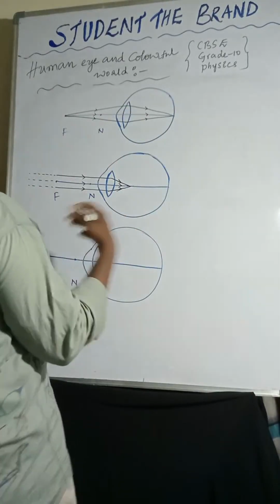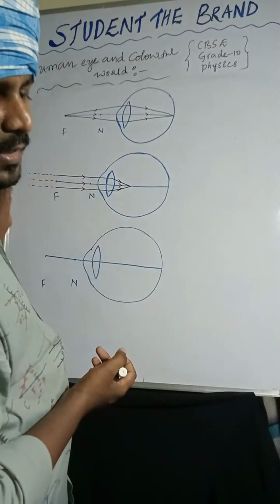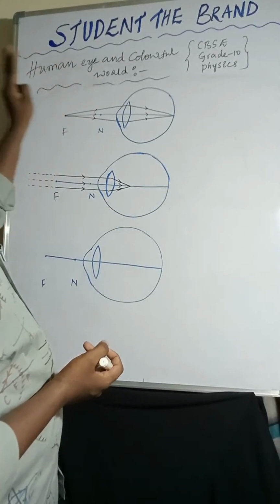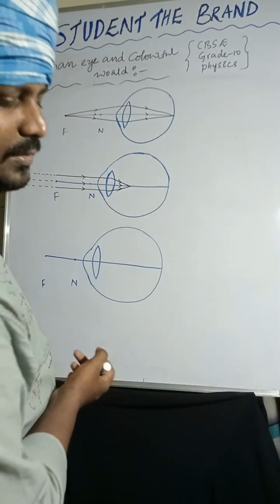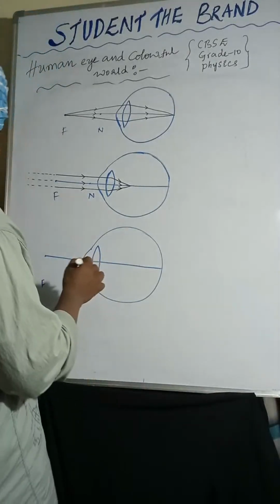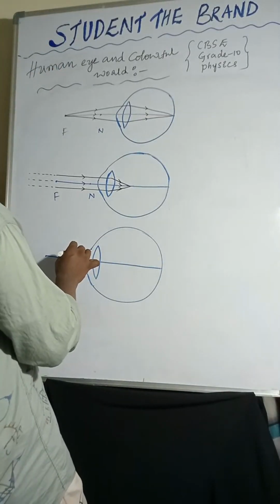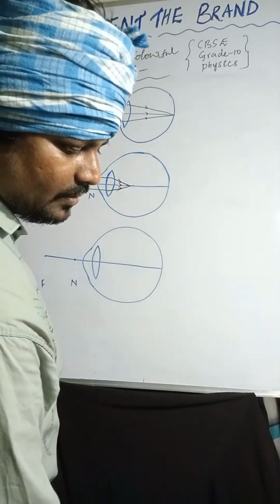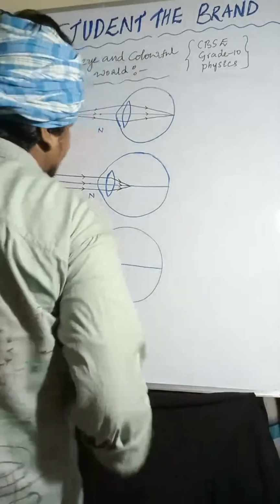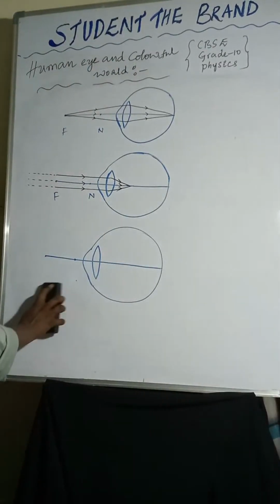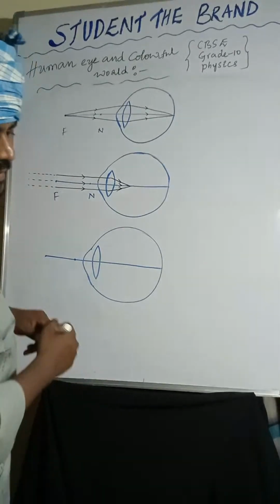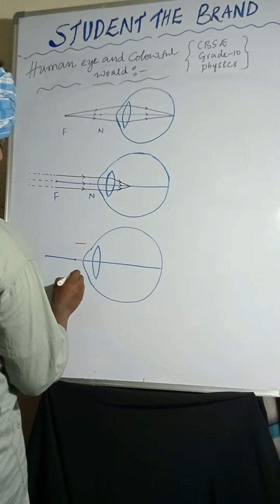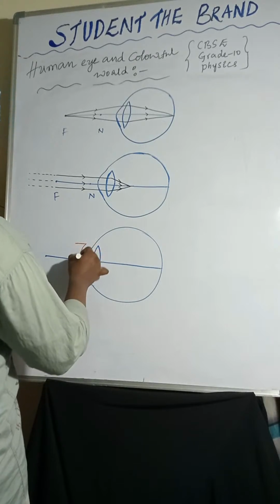F is the far point of the myopic eye. So these light rays, we can't take from one point, so we have to take dotted lines. Those are coming from infinity. Okay. So now, what lens will we use to correct the defect of myopia? We are using a concave lens, a concave lens to correct the defect of myopia.